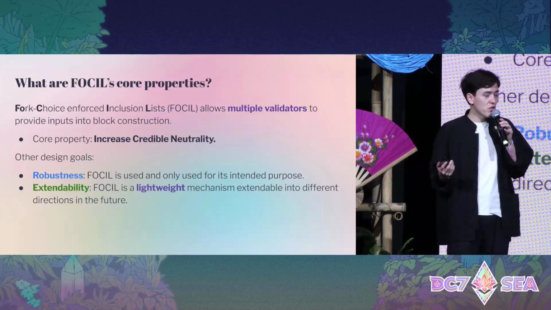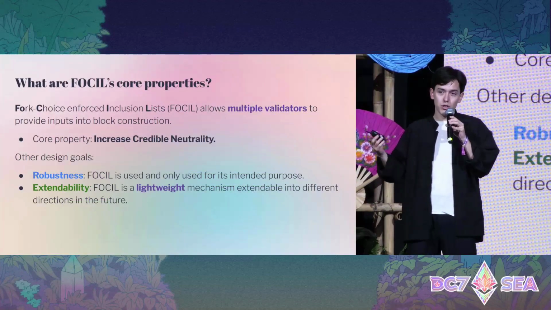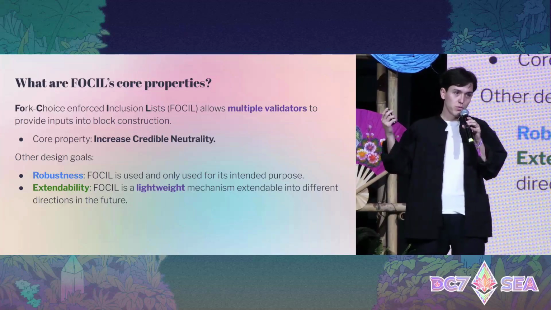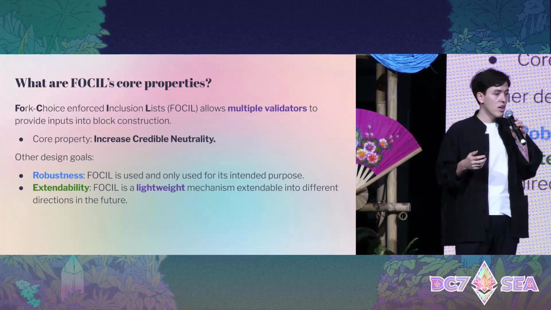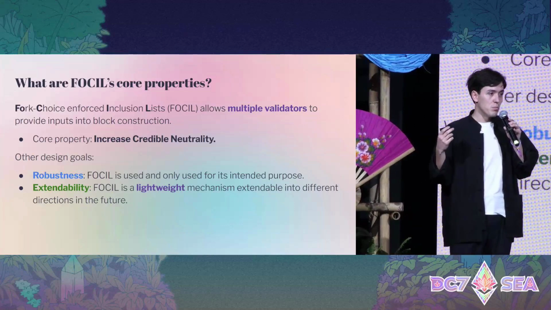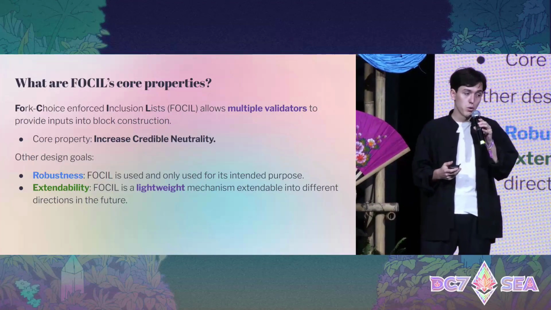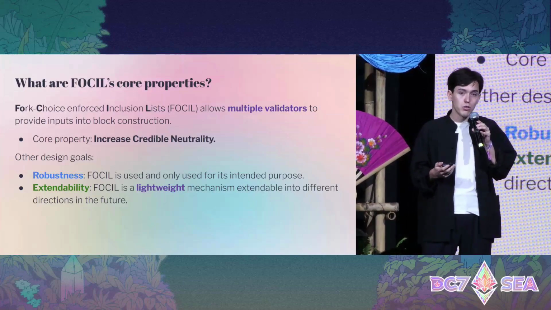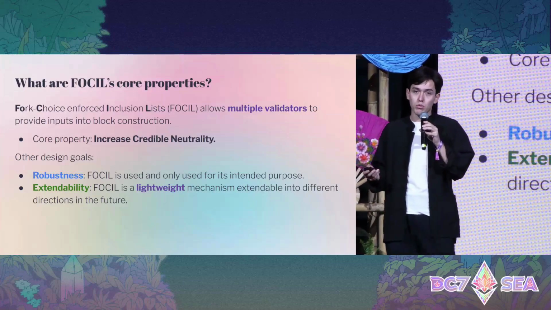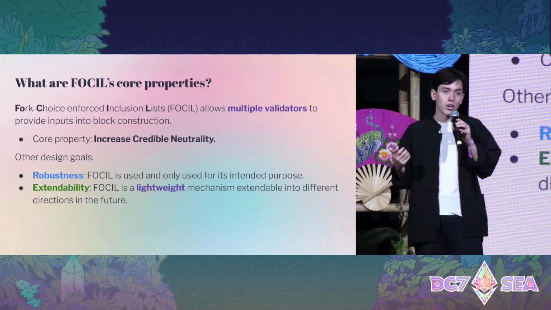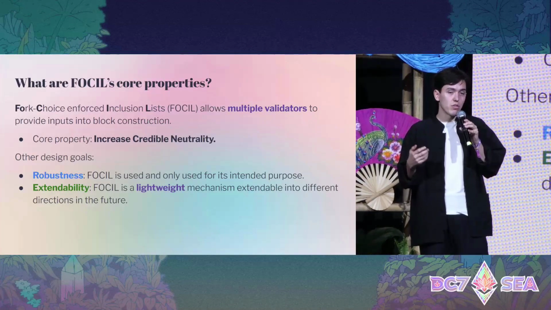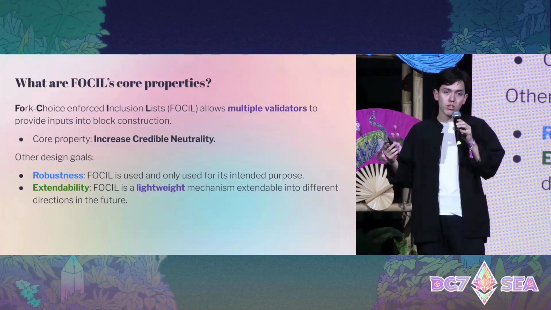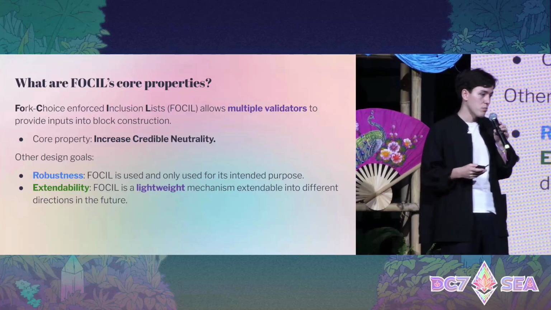So what is FOCIL? FOCIL is fork-choice enforced inclusion lists. So the fork-choice enforced part says something about how it's enforced, and FOCIL allows multiple validators to provide inputs into block construction, achieving this core property of increasing credible neutrality. So here you can think about censorship resistance, whether this is for transactions that are being censored because of regulatory reasons, for economic reasons, or by chance, as happens today.